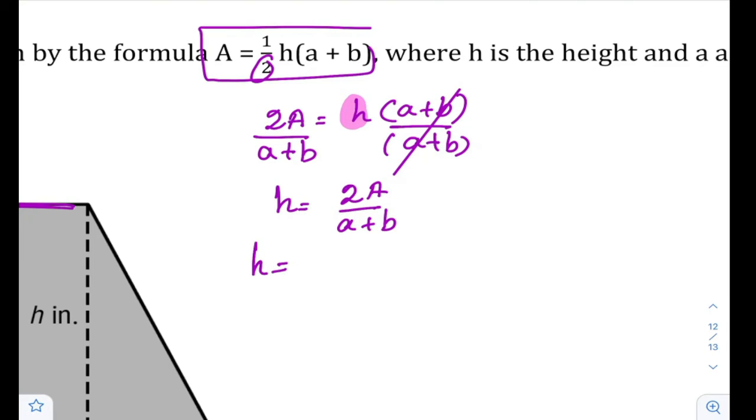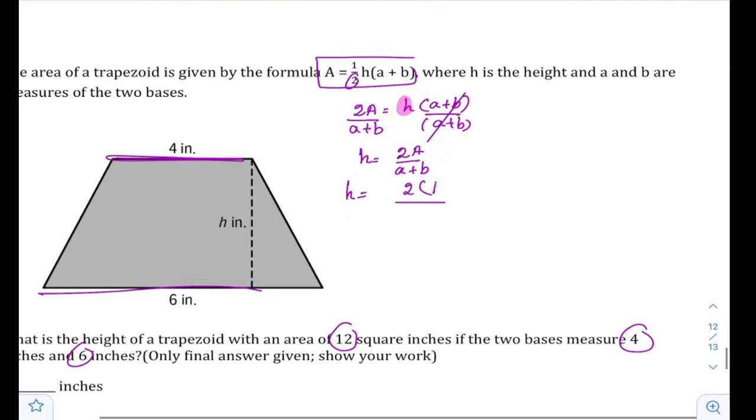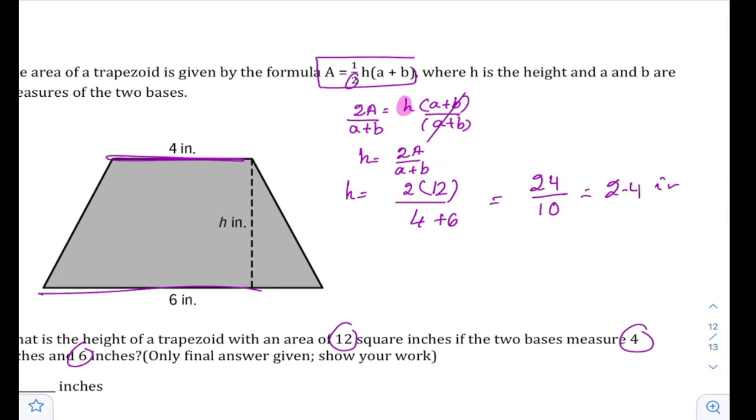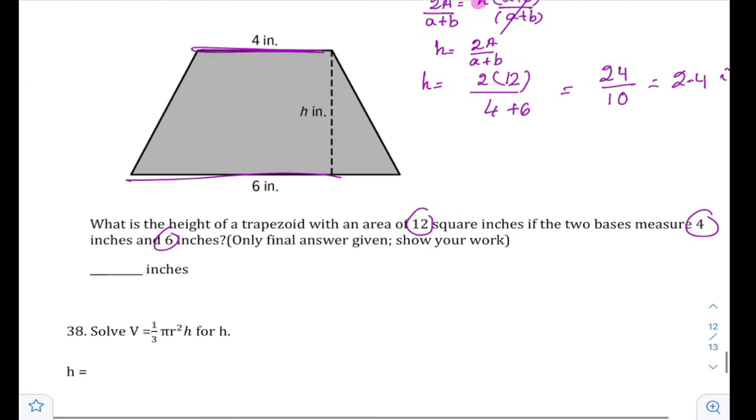Now let's see what are the given values. 2 times the area was given by 12. a plus b, we have 4 plus 6. So we have 24 over 10, which is 2.4 inches. And we will fill the blank, 2.4.